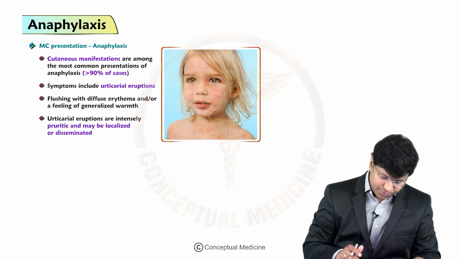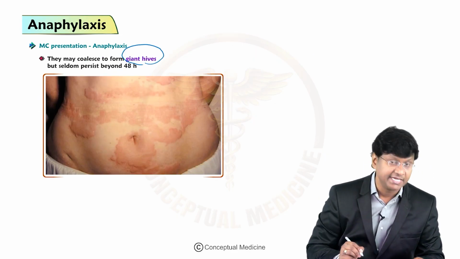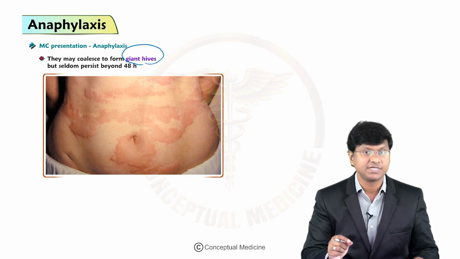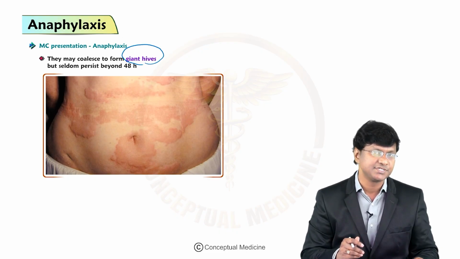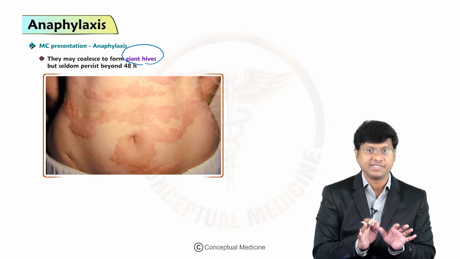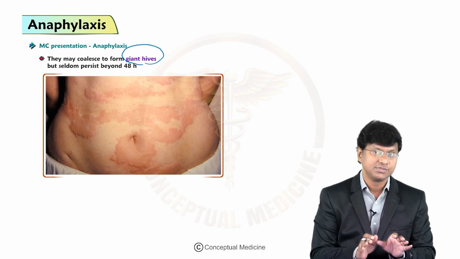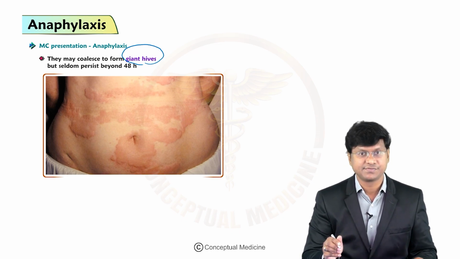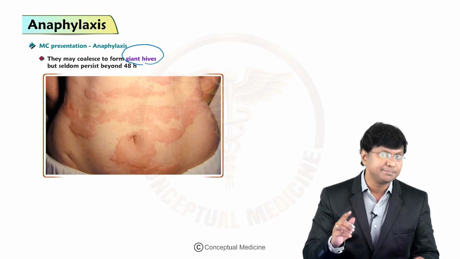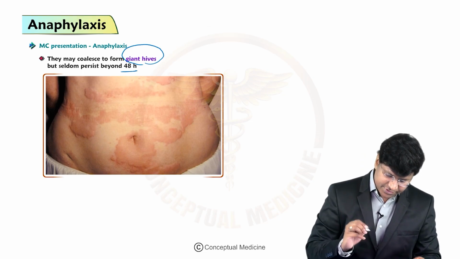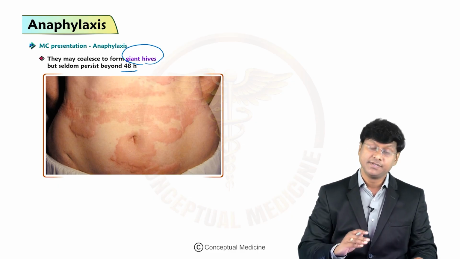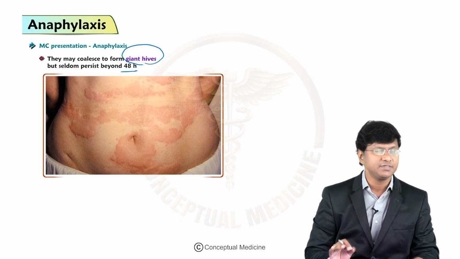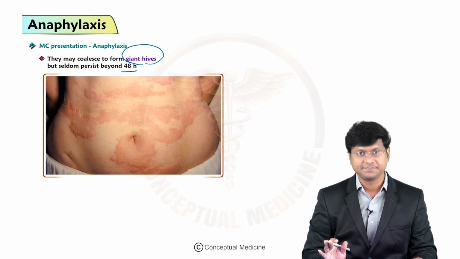And apart from that, there can be presence of the giant hives. What are these giant hives? These urticarial eruptions, all of them, coalesce. Once they coalesce, that will result in the giant hives. But they seldom persist beyond 48 hours. So that will be the giant hives, and that will be the most common presentation, the skin manifestation.